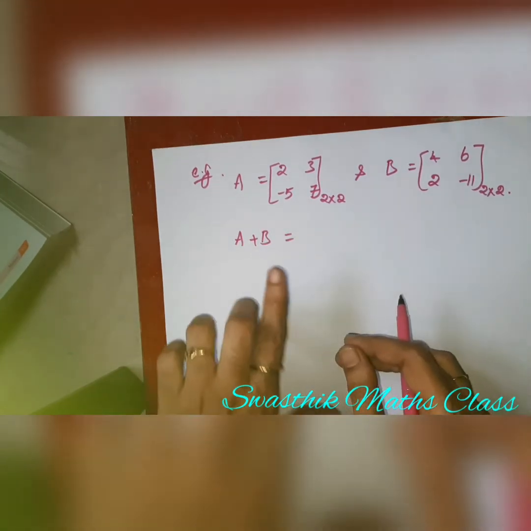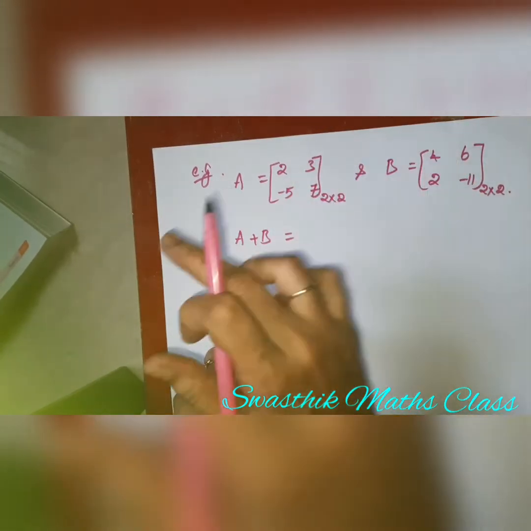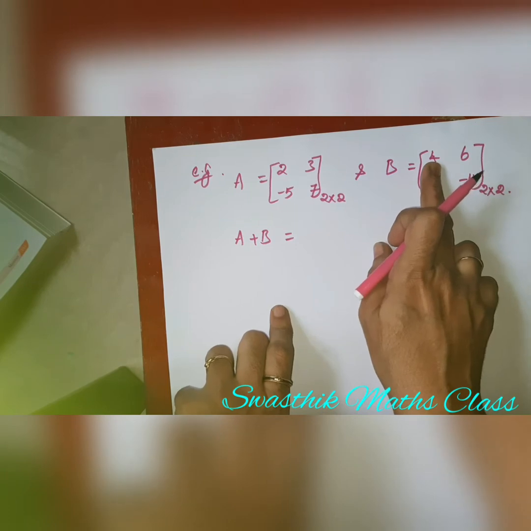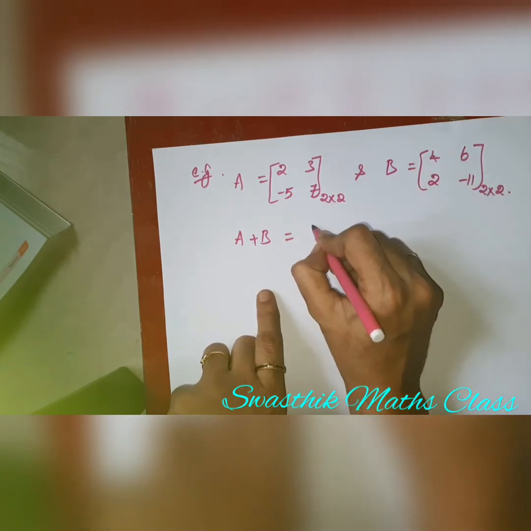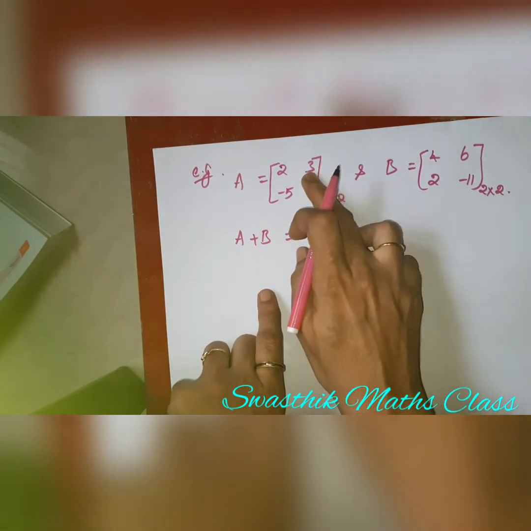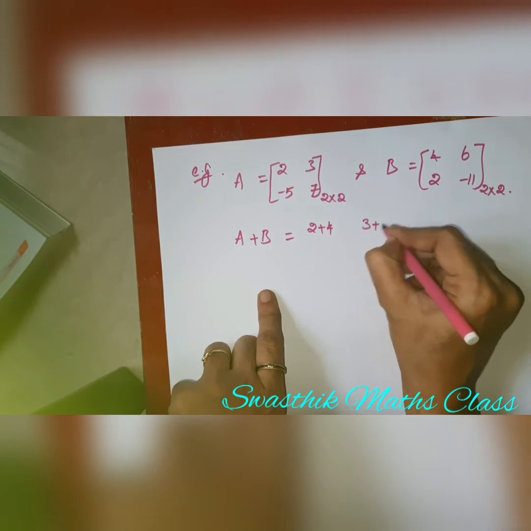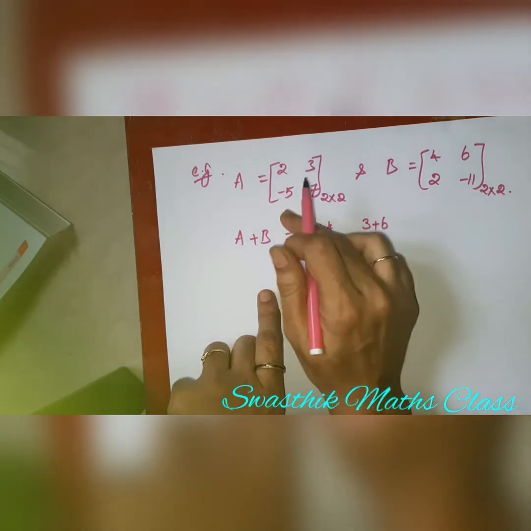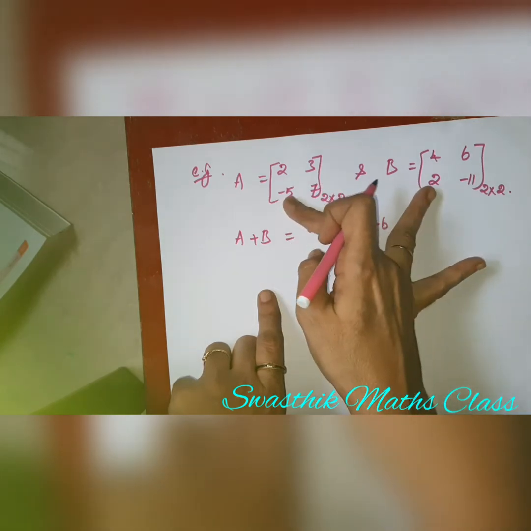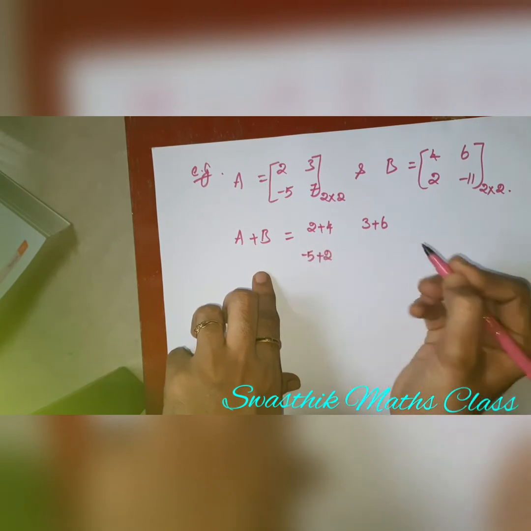So now we shall find it. What is the procedure? We have to add the corresponding entries. So 1/1th position in A and 1/1th position in B should be added together. So in A plus B, 1/1th position will be 2 plus 4, right? Similarly, 1/2th position plus 1/2th position. So it is 3 plus 6, right? Next, for 2/1th position in A plus B, we have to add the 2/1th position of both the matrices. It is minus 5 plus 2, right?